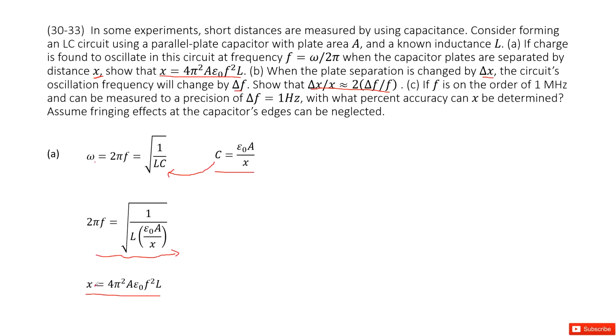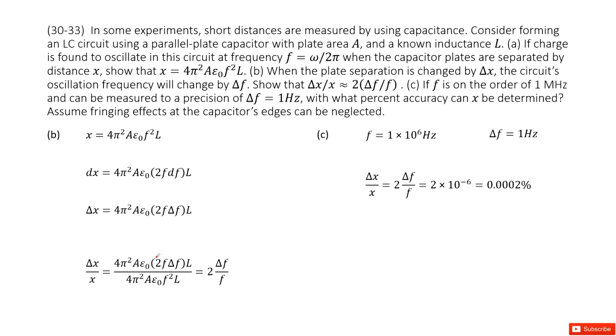As we can see, if x changes, the frequency f changes, right? Because 4 pi squared is constant, epsilon naught constant, A constant, L constant. So you can say this is a function of x with the frequency f, right? Now, if there is a small change for x, we can take the derivative. So the derivative is dx equal to 4 pi squared A epsilon naught 2f df L, right?